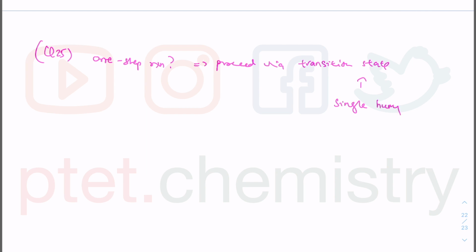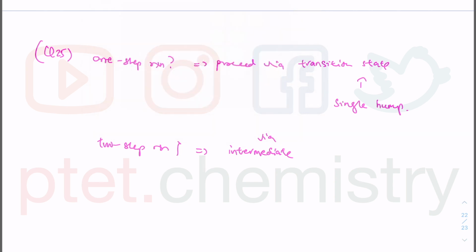There's a strategy there: 3 carbon to 4 carbon. Question 25, you've got to think about is this a 1-step or is this a 2-step reaction? If this is a 1-step reaction, then it will proceed via a transition state. Transition state is how you define a single hump in the reaction profile diagram. When you have a 2-step or a multi-step reaction, you will go via an intermediate.